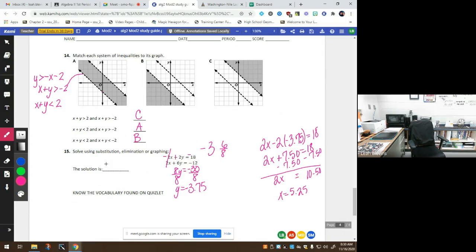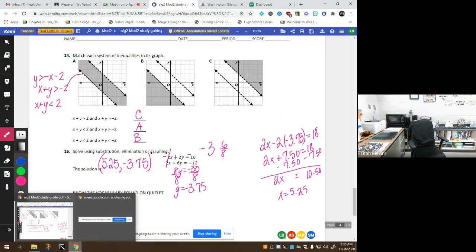So my solution is 5 1/4 or 5.25, and -3 3/4 or -3.75. I don't care which way you write it. If it was 1/3, then you'd have to write it as a fraction because we write points for your keeping.